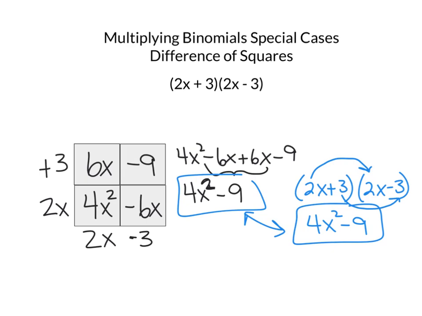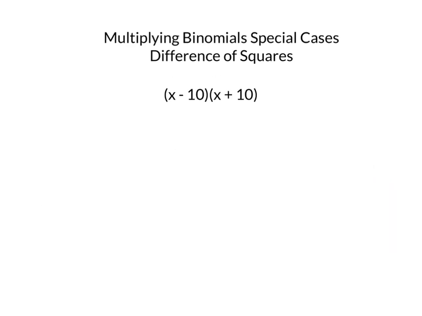We just use the shortcut. So in this example, we have the quantity x minus 10 times the quantity x plus 10. And I want to point out here that our binomials look very much alike. The only difference is the symbol between them. So the first one is minus and the second one is plus. But since the other values match, we can use this difference of squares shortcut.